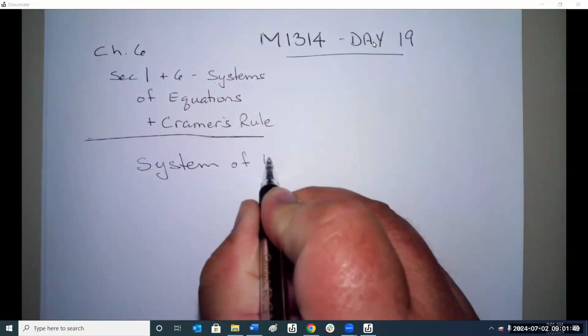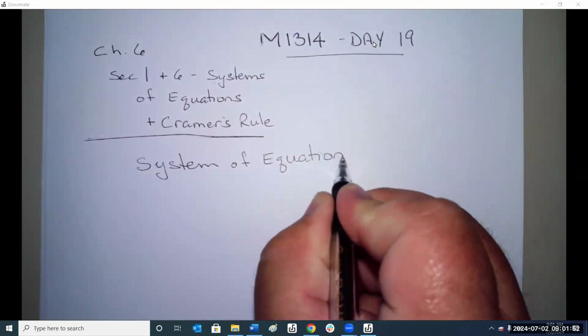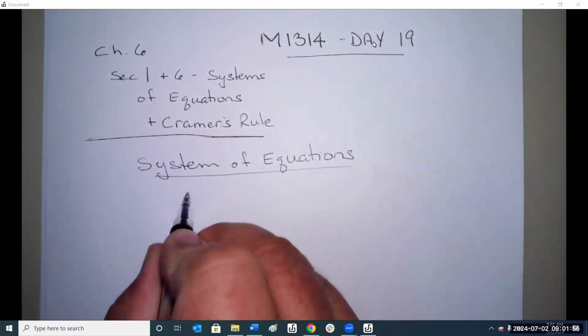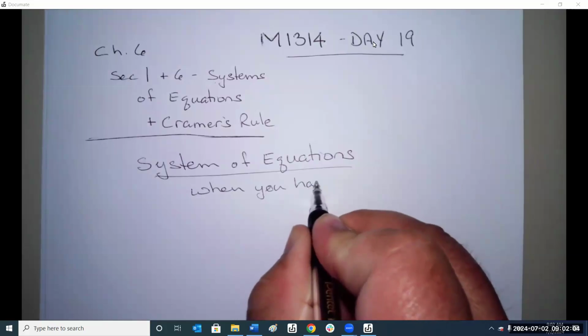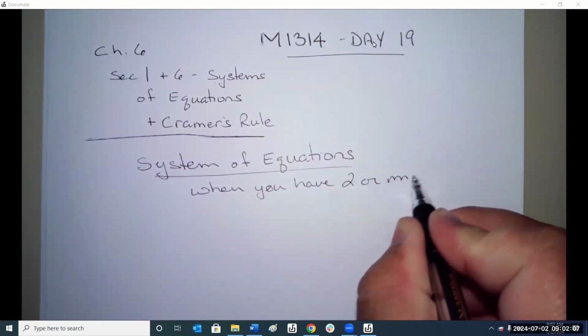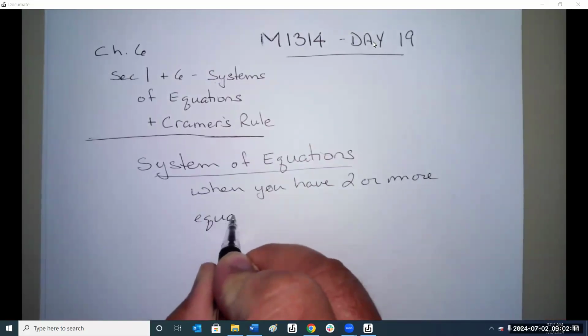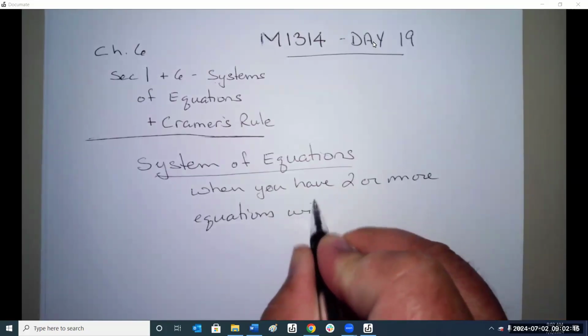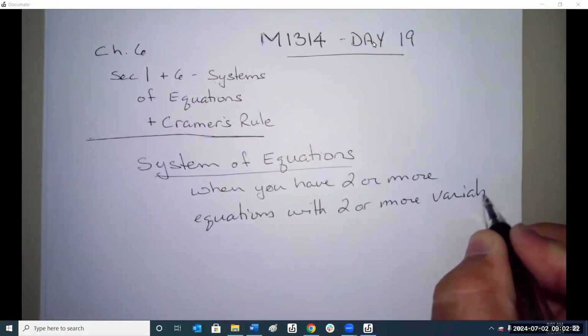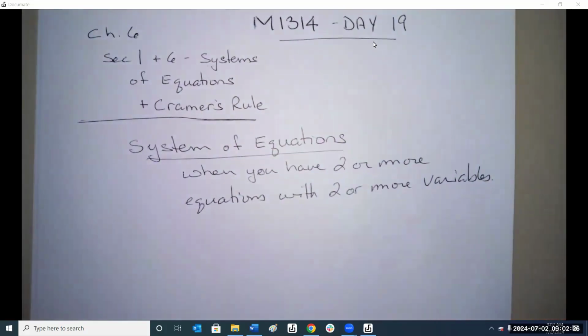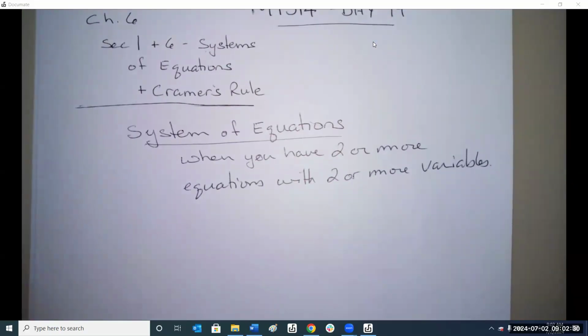A system of equations is when you have two or more equations with two or more variables. So basically, we're looking at when you have two or three or more graphs on the same graph and see how they behave and where they intersect.